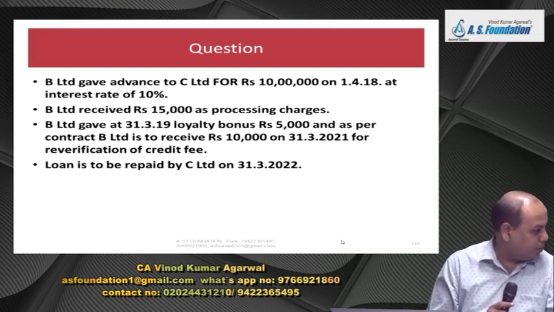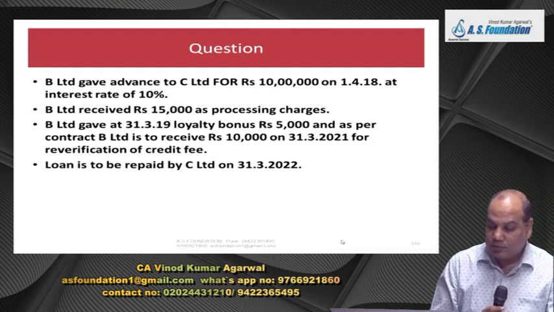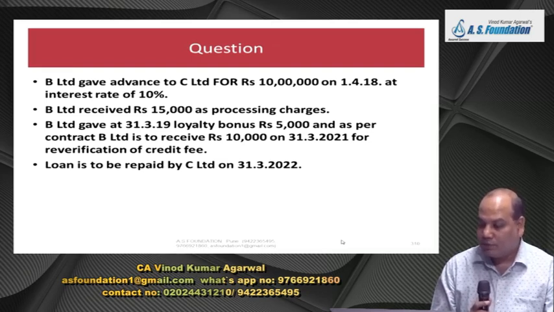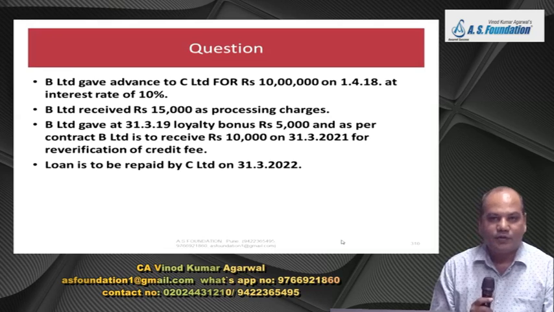17. B Limited gave on 31st March 19 loyalty bonus rupees 5,000, and as per contract B Limited is to receive rupees 10,000 on 31st March 2021 for re-verification of credit fees. So there are many cash flows involved in this problem.